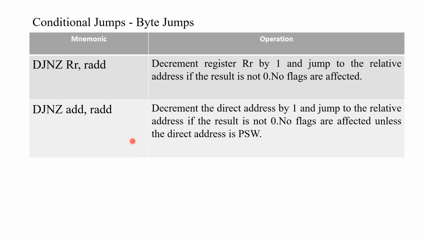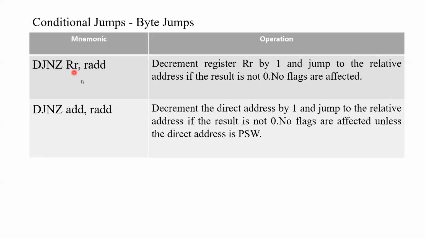Decrement the register Rn by 1 and jump to the relative address if the result is not 0. Here no flags are affected for this one. If you see DJNZ, decrement jump, not zero, Rn.